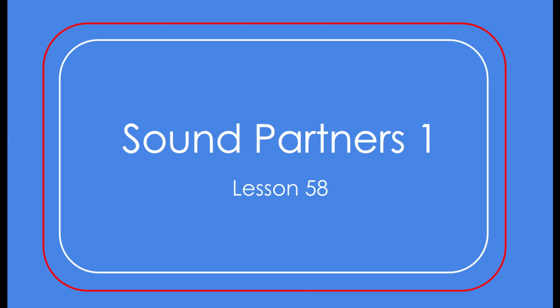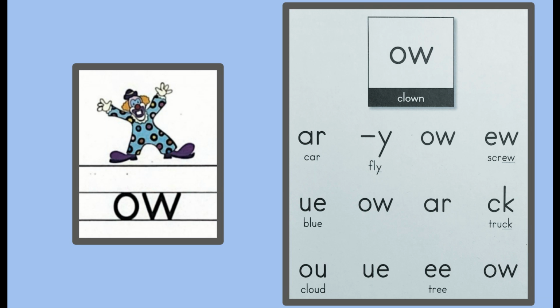Sound Partners 1, Lesson 58. Today we will add a new sound, the sound ow, like in the word clown. Ow, clown. It is represented by the letter pair OW. It makes a gliding sound, which means we're gliding into the next letter.